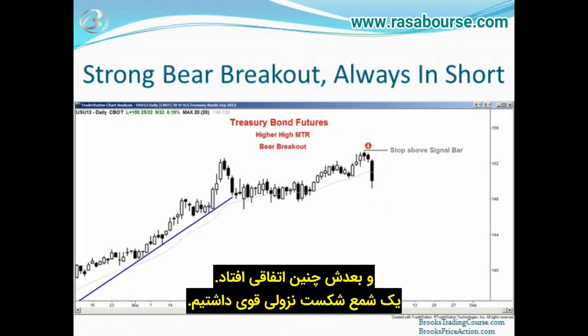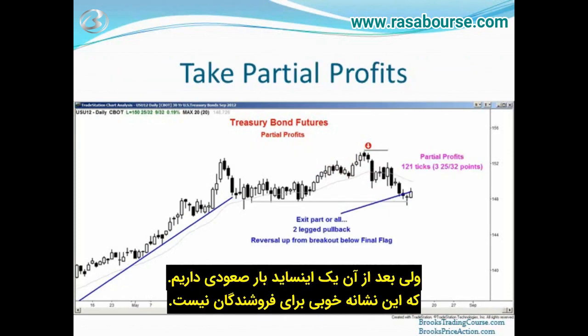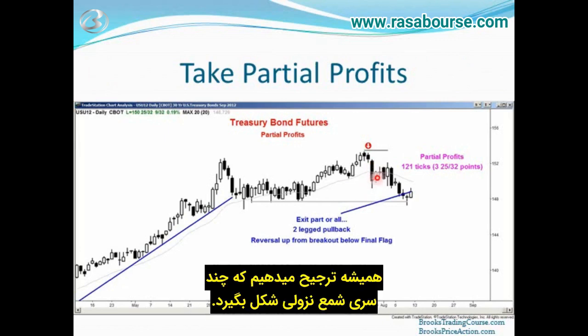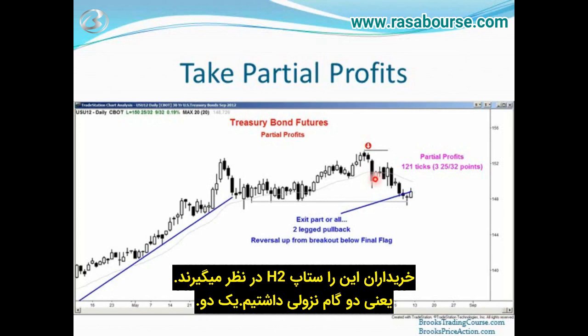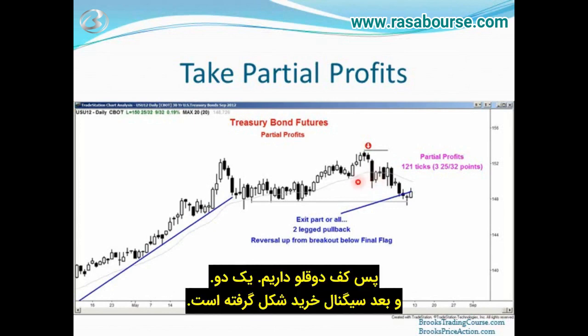And this is what happened. We had the big bear breakout bar, but followed by a bull inside bar. Not good for the bears. You always prefer a series of strong bear bars. You don't want a strong bear breakout bar followed by a bull bar. The bulls will argue that this is just a high 2 legs down, 1, 2. So a double bottom, 1, 2, and a buy signal.